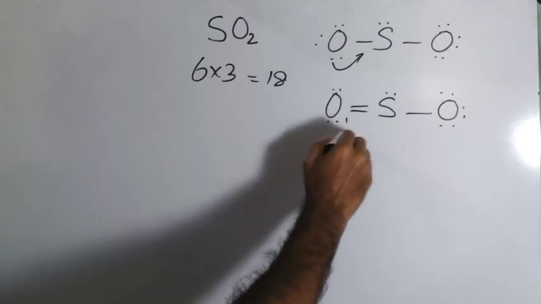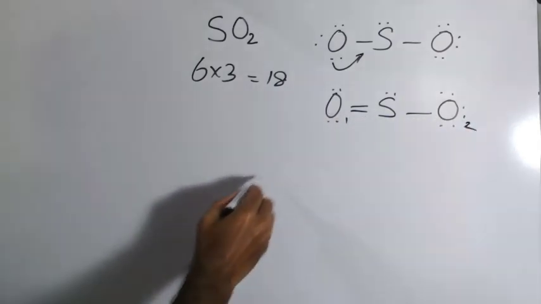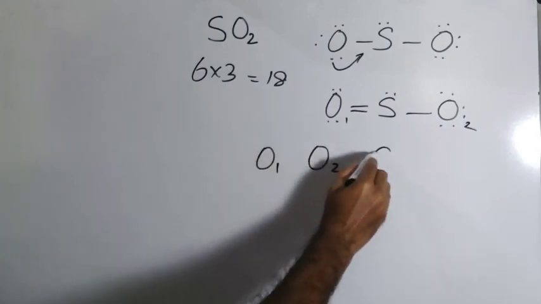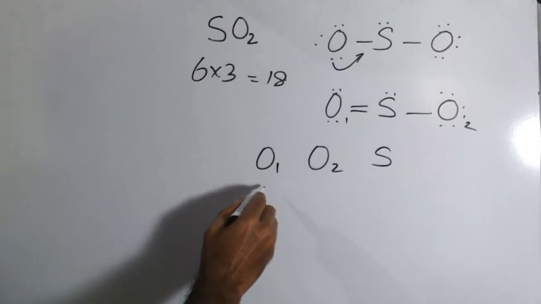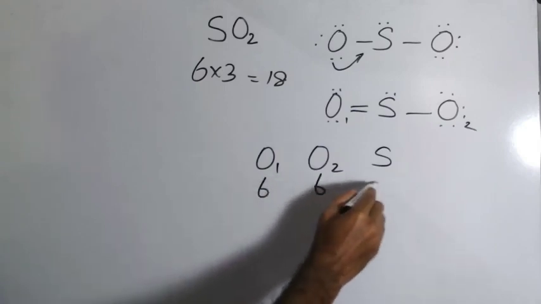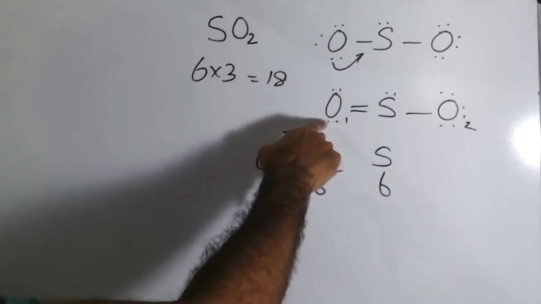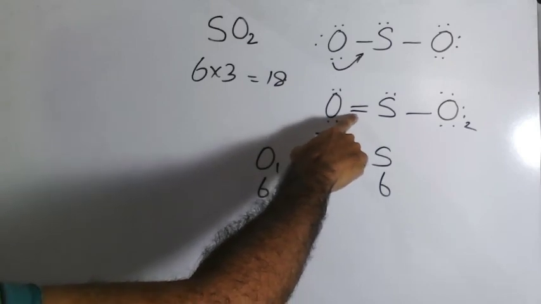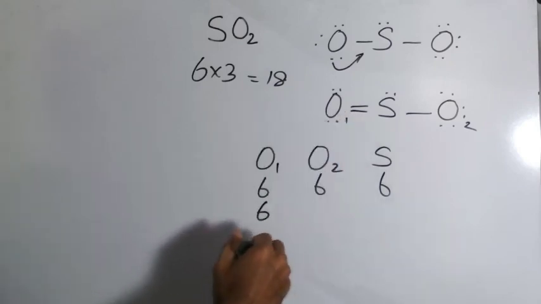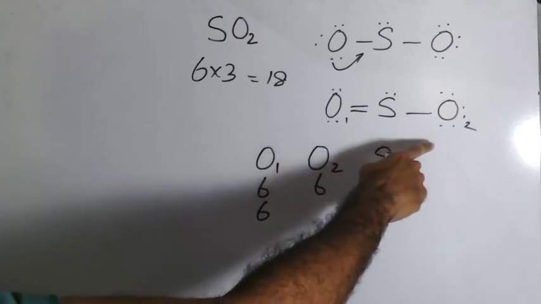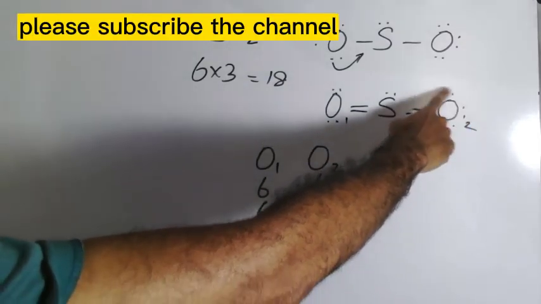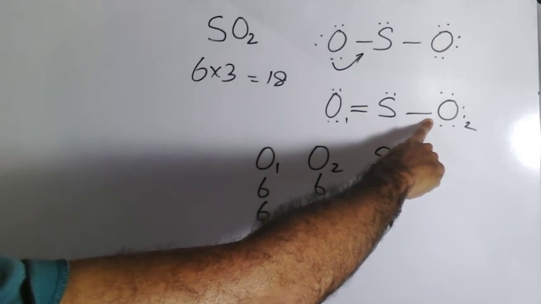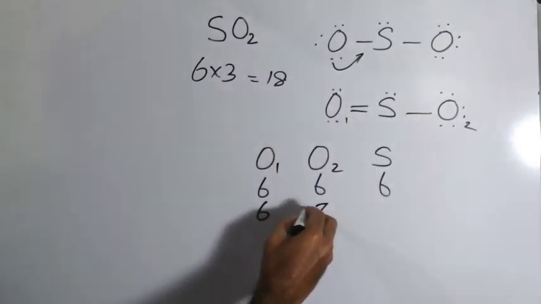I will number the oxygen atoms 1 and 2, and the sulfur atom. Each has 6 electrons in the valence shell. This one has 4 lone pair electrons and 2 from the bonding pairs. It adds up to 6. Second one has 6 lone pair electrons and 1 from the bonding pairs. It adds up to 7.